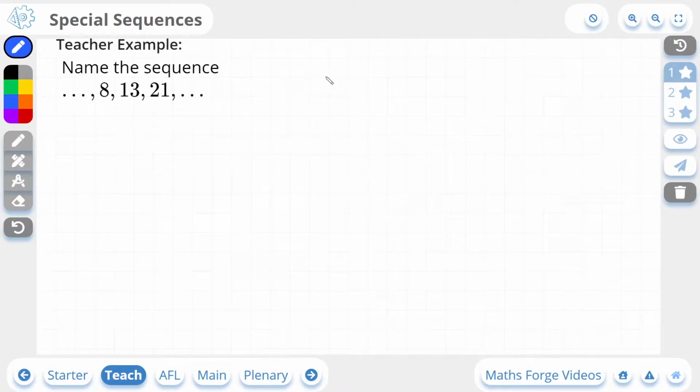So there are 4 special sequences that you need to be aware of. The first one is square numbers.